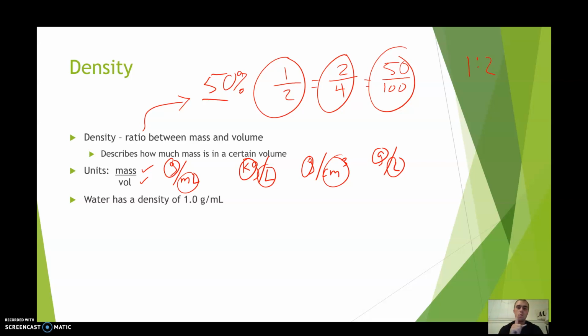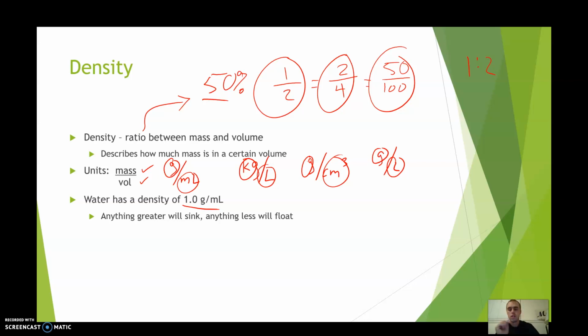Water has a density of 1. Water is oftentimes going to be our standard to compare things to, and in this case, for density, water has a density of 1.0 grams per milliliter. Anything with a density of more than 1 will sink when it's put into water. Anything with a density of less than 1 will float.